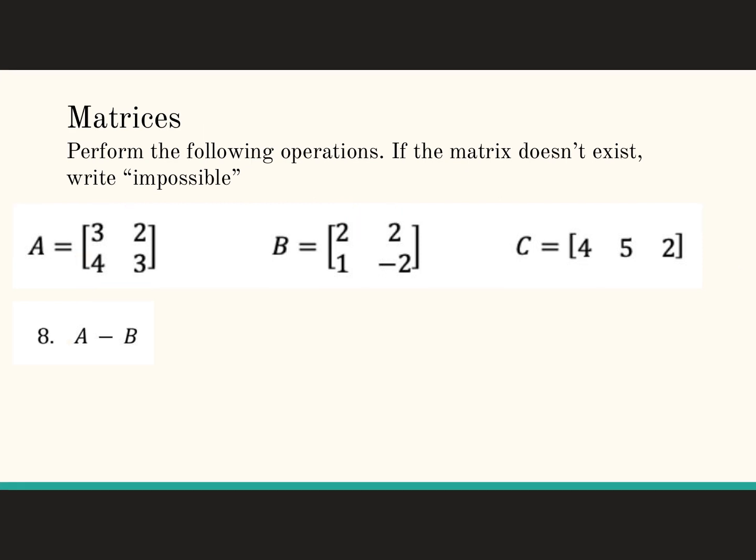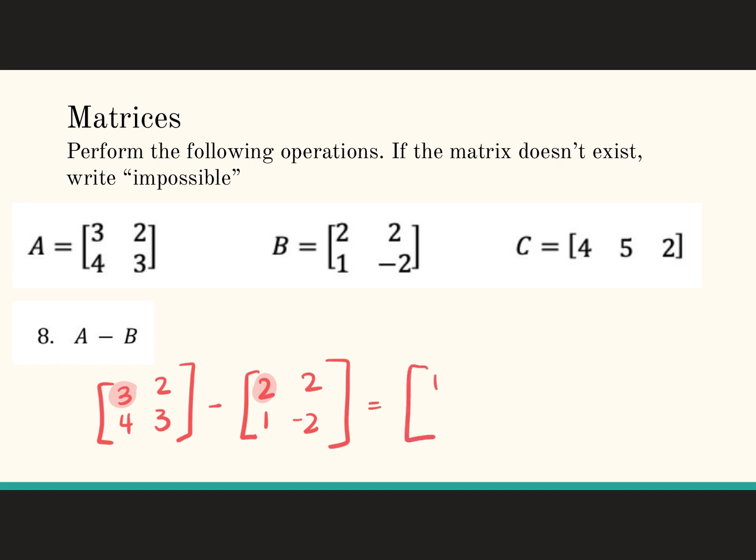Now it wants us to do A minus B. Again, they have to be the same size in order to do it. So it's a 2 by 2. Therefore, I can. So I'm going to do 3, 4, 2, 3, and we're going to minus B. So 2, 1, 2, negative 2. Same idea. 3 minus 2 is going to give me 1. 2 minus 2 is going to give me 0. 4 minus 1 is going to give me 3. 3 minus negative 2, when you subtract a negative, you're adding, so I'm going to end up with 5.